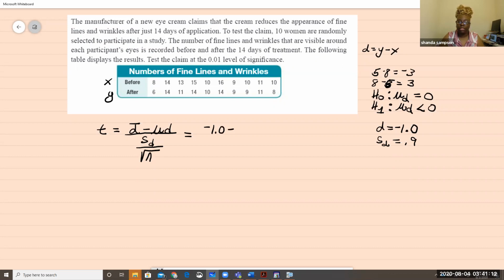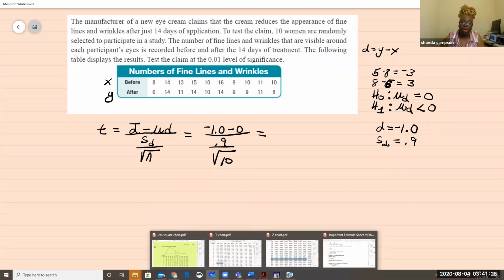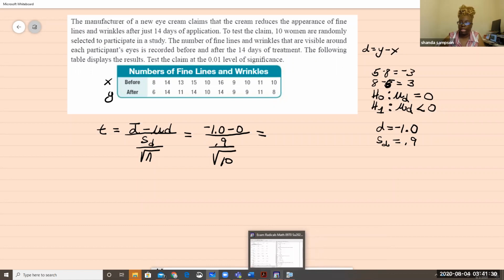That's going to be 0 over the standard deviation, which is 0.9 divided by the square root of n, and we had 10 women there. Now you can go to your calculator and do the test, now that I see you know all the proper numbers. Now let's go to our calculator and do the test.